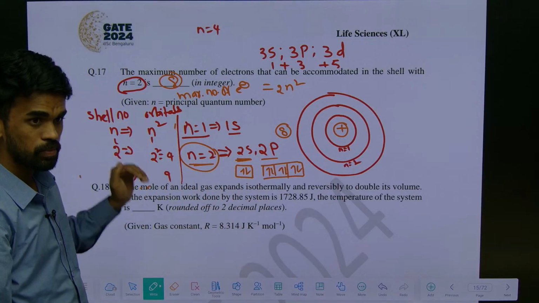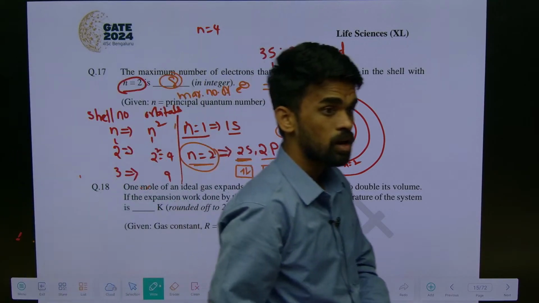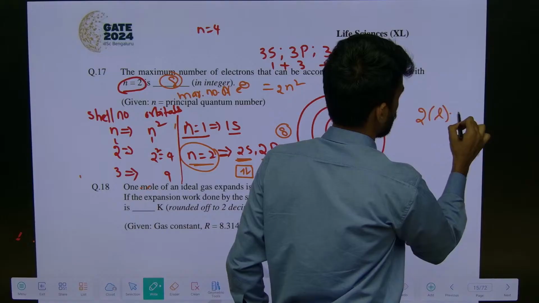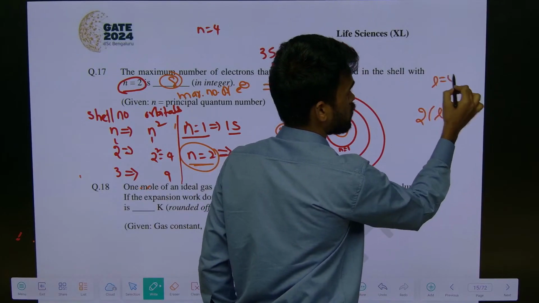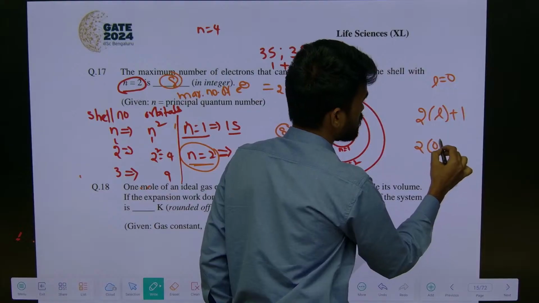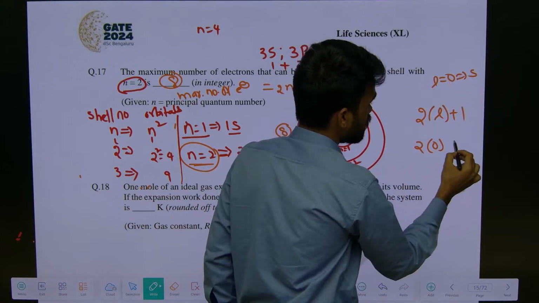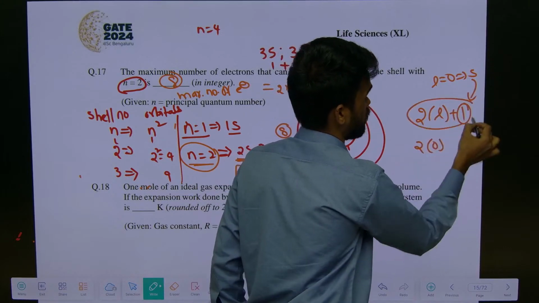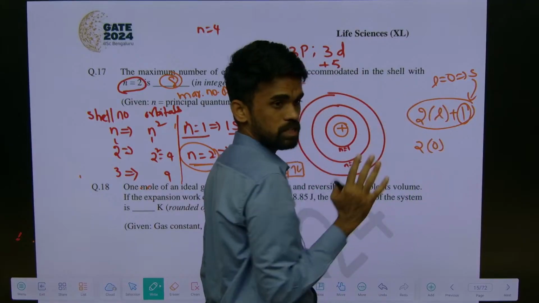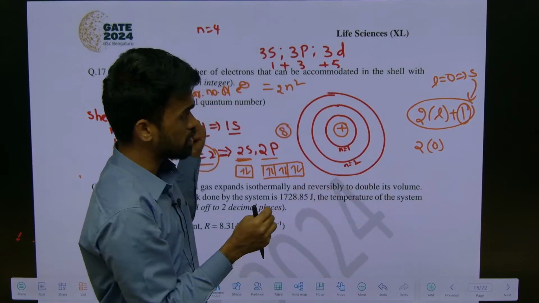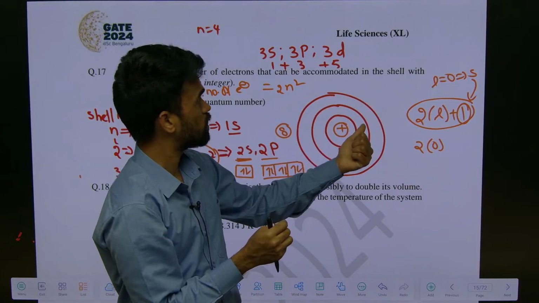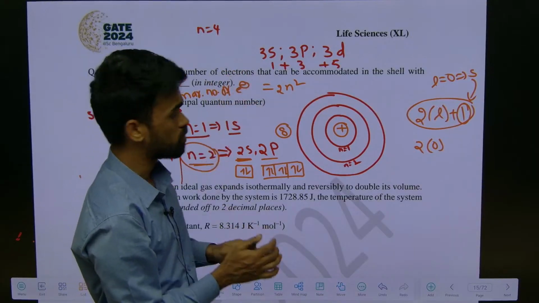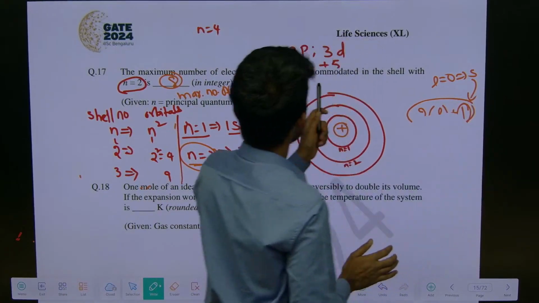You got the concept? When do we use the formula 2l plus 1? If l equals 0, that means the s orbital. So how many orbitals are there in the s subshell? 1. So for finding the number of orbitals in a subshell, we use this formula. We can use it here also, but it won't work well. This is the best formula you can use, because they have given the n value.